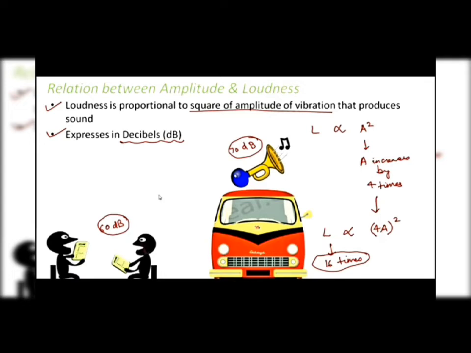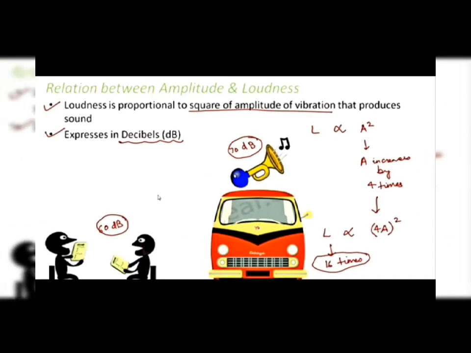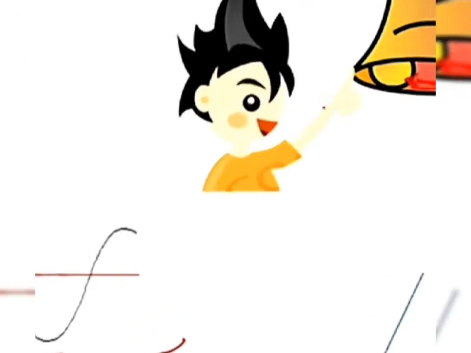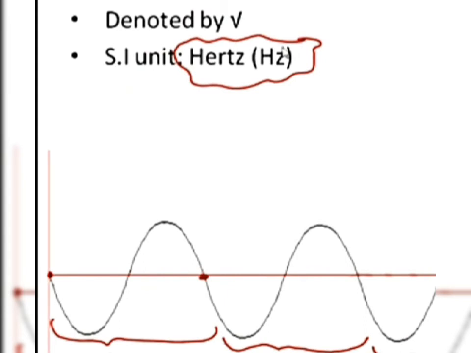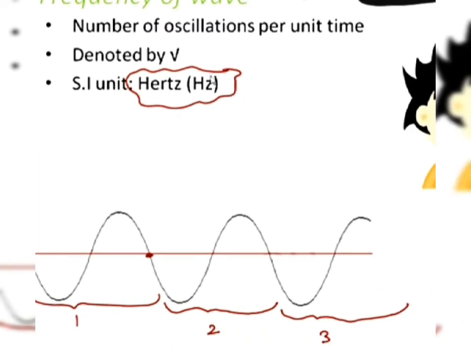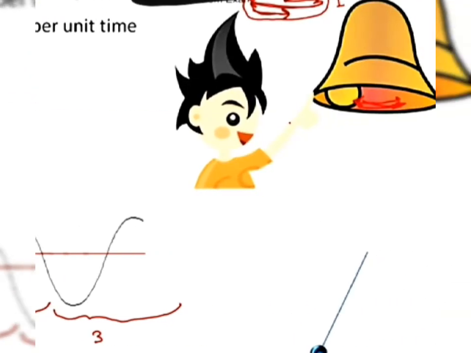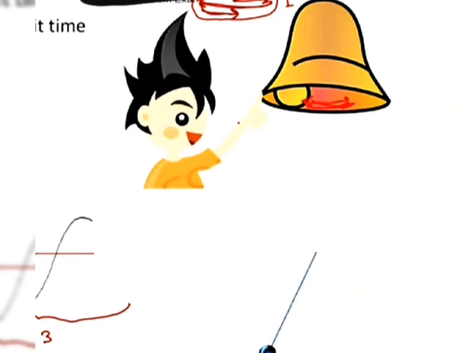Now, the next characteristic of the sound wave is frequency. What is frequency? It is the number of oscillations per unit time. What do we mean by that? Let's say you ring the bell. The metal ball keeps oscillating. How many times it oscillated over a particular period of time, that denotes frequency.